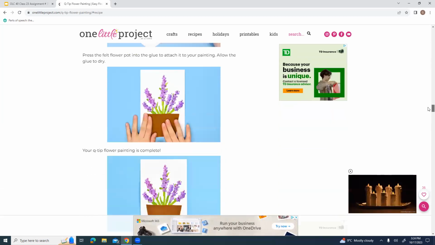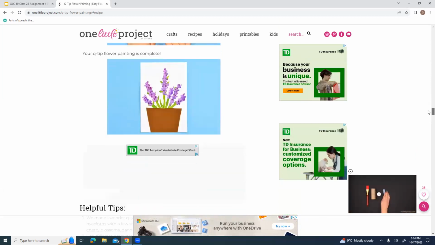Glue the flower pot shape. Your flower pot painting is complete.